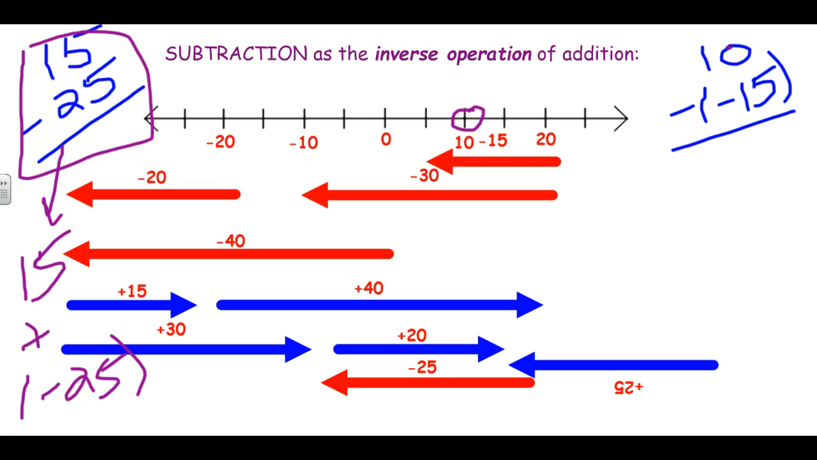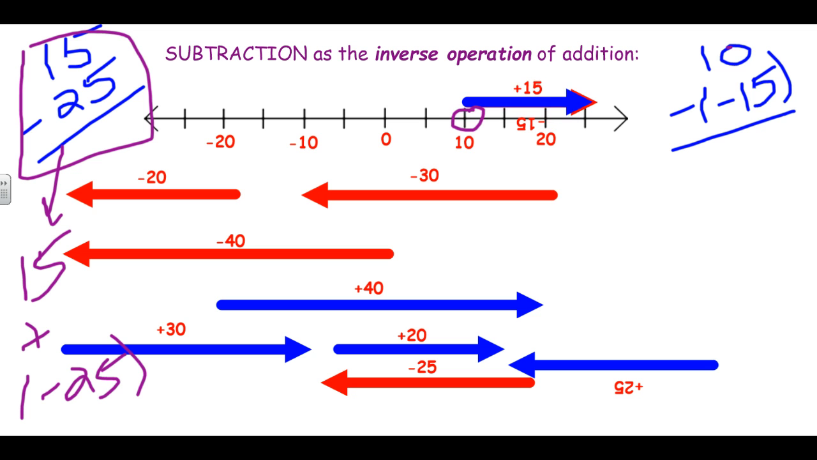Well, if we were going to add a negative 15, we would move to the left on a number line towards negative infinity. But here we want to do the opposite of that sort of movement, and the opposite of a movement to the left is a movement to the right. And it turns out that subtracting a negative 15, which is what we get when we turn that around, is the same as adding a positive 15.